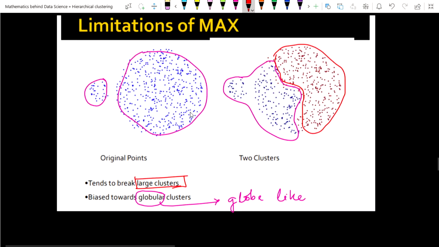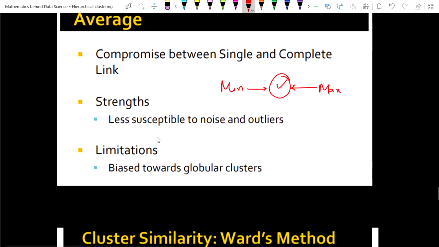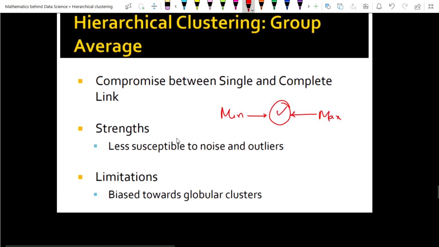So the advantage here is that it is a compromise between the single and complete link. It is the middle one between these two types of cluster. If this one is the min one and this one is the max one, then the average one compromises between these two. The strength is that it is less susceptible to noise and outliers.